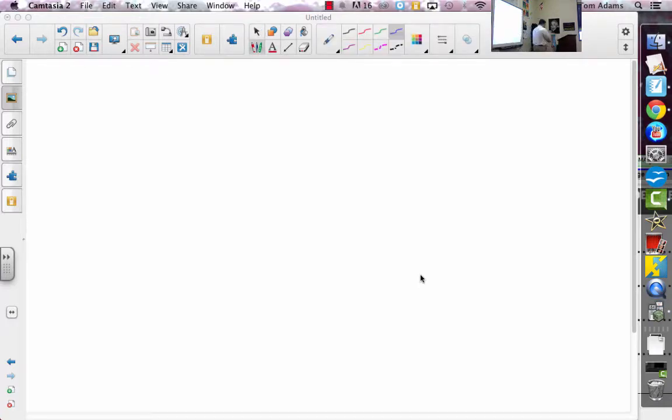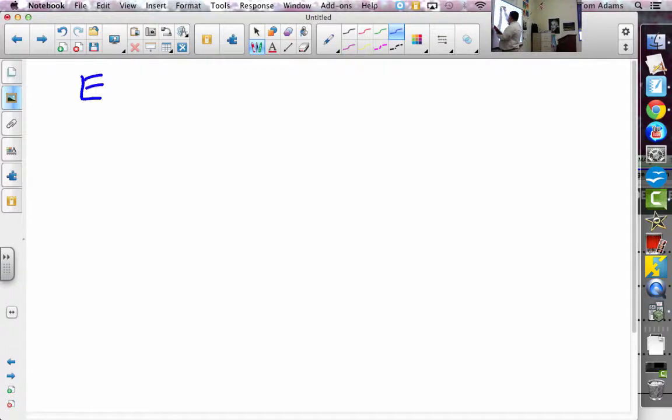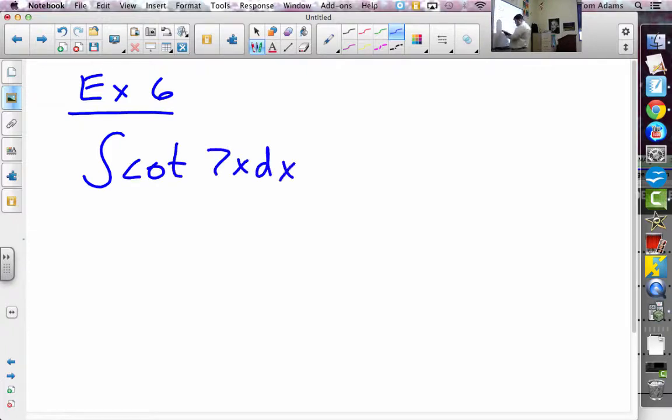So for the next example, we're going to do some more U substitution. And like I said, these are usually rigged up, so it's kind of easy to do. So for example number 6, they want us to find the indefinite integral of cotangent of 7x dx. And again, we want to figure out an easy way to integrate this. This is not overly complicated, but using U substitution will help.